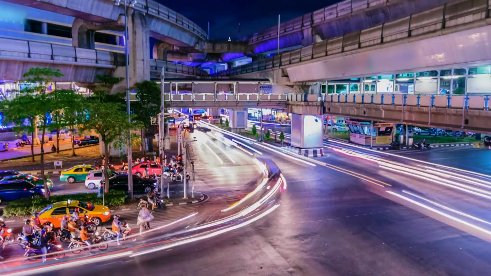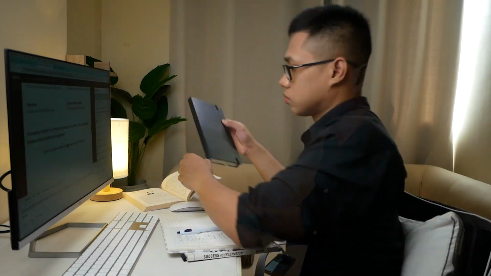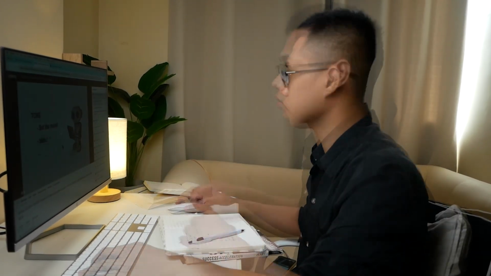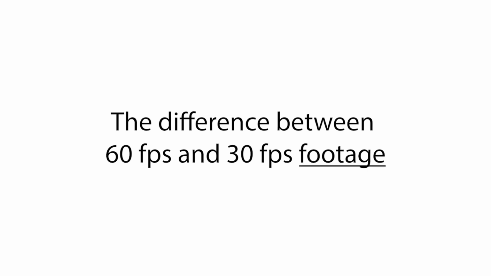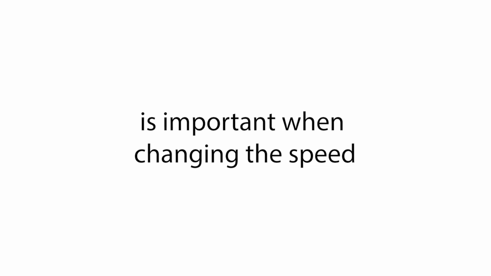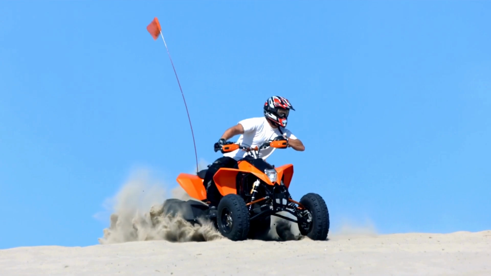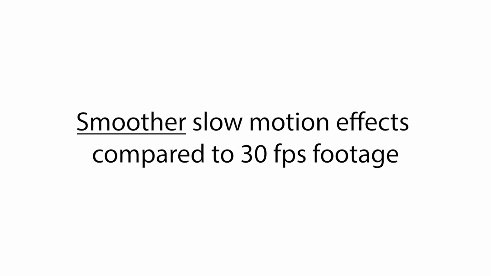Conversely, if you want to speed up certain parts, adjusting the speed to 200% or higher will create a fast motion effect. Remember, the difference between 60 frames per second and 30 frames per second footage is important when changing the speed. Footage shot at 60 frames per second offers smoother slow motion effects compared to 30 FPS footage.